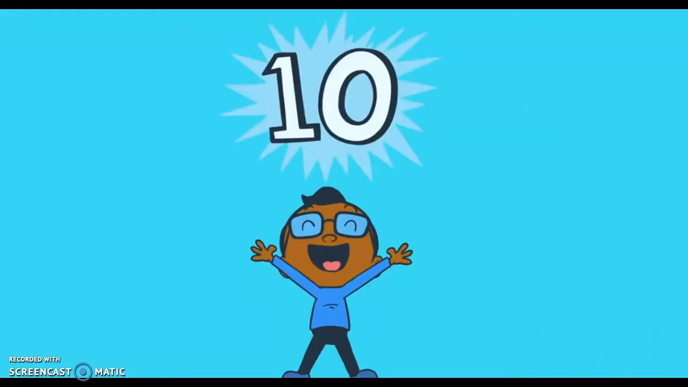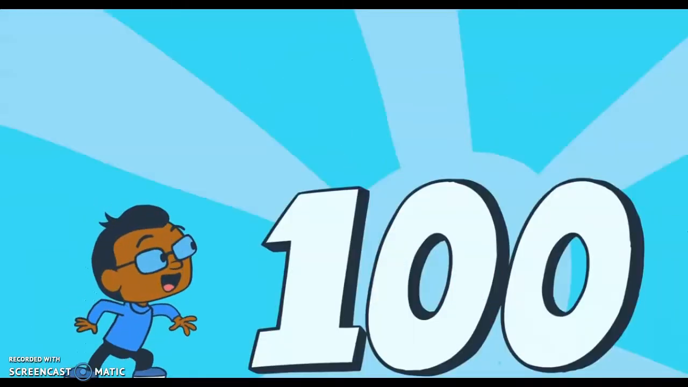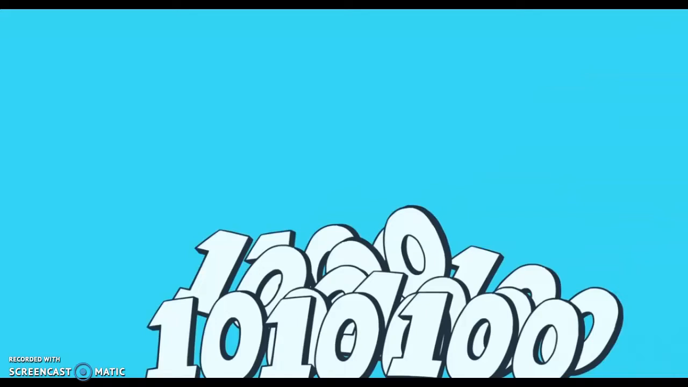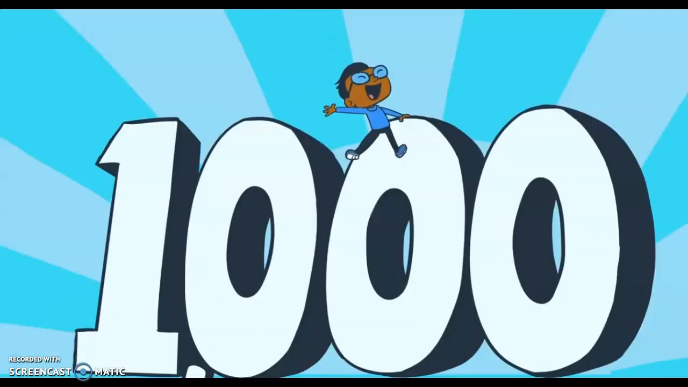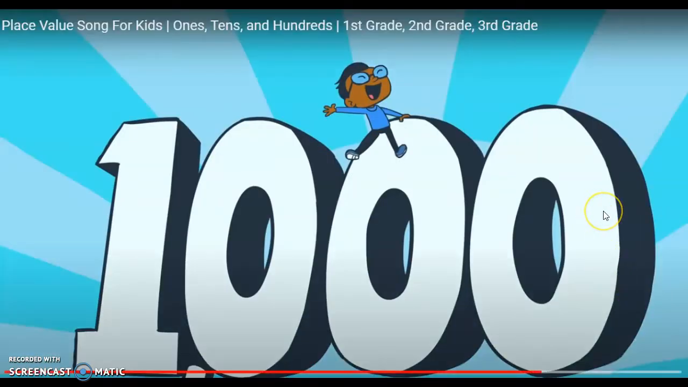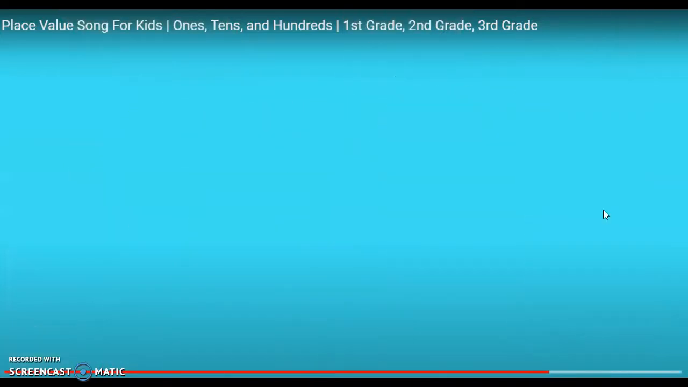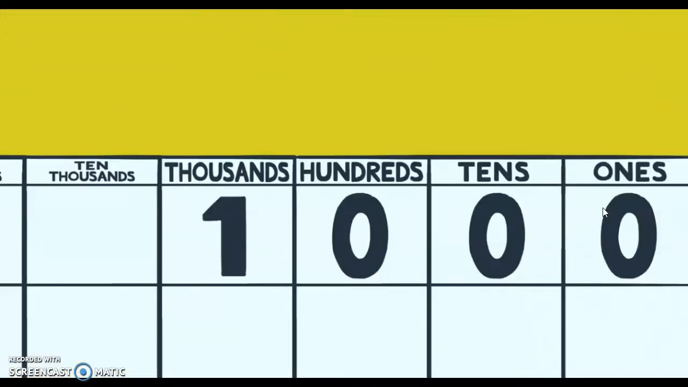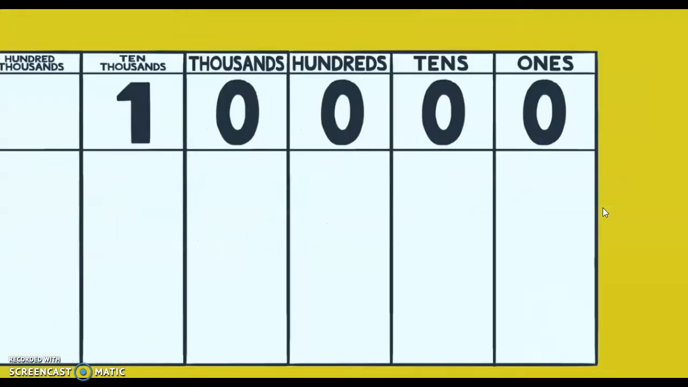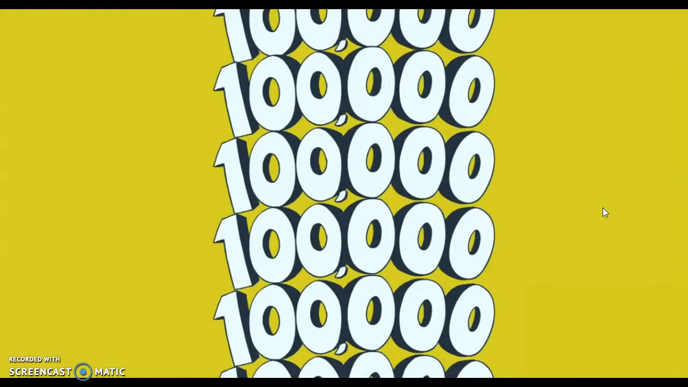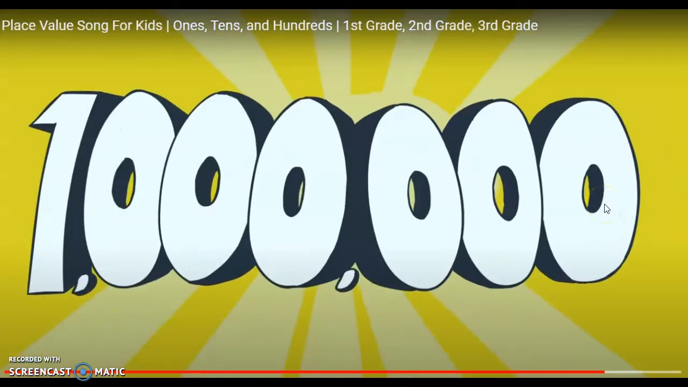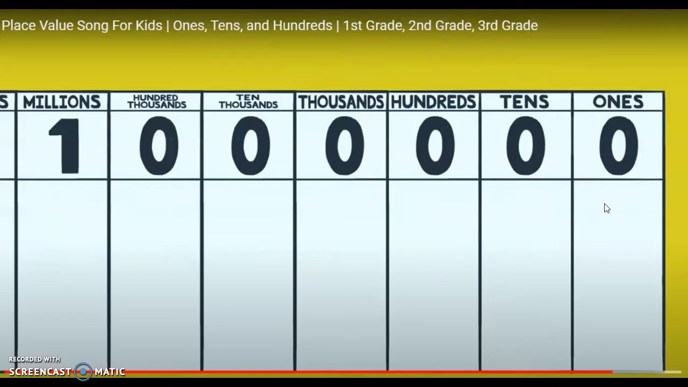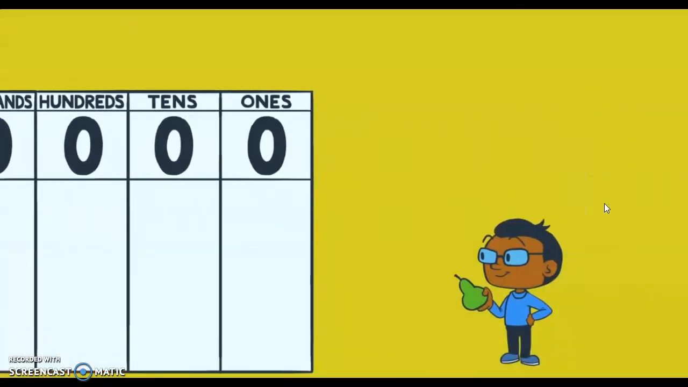10 ones make 10. 2 groups of 10 are 100. 10 hundreds make 1,000. The pattern never ends. 10 groups of 1,000 equal 10,000. 10,000 make 100,000. And 10 of those make 1 million. And the pattern has no end.